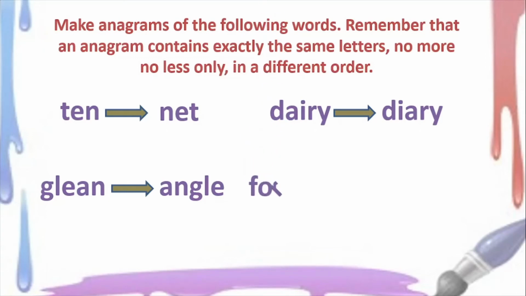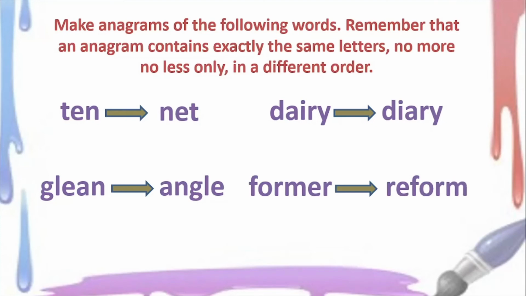Okay, now let us look at the next word that we have here. So it is F-O-R-M-E-R, former. Okay, and when we write the anagram of former, we will write R-E-F-O-R-M, reform.